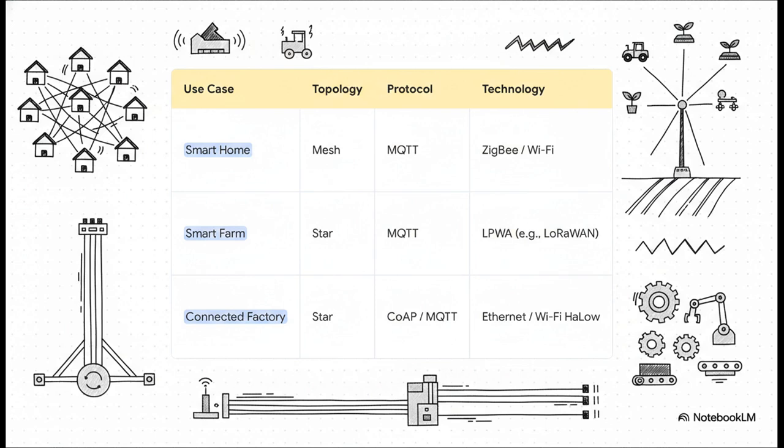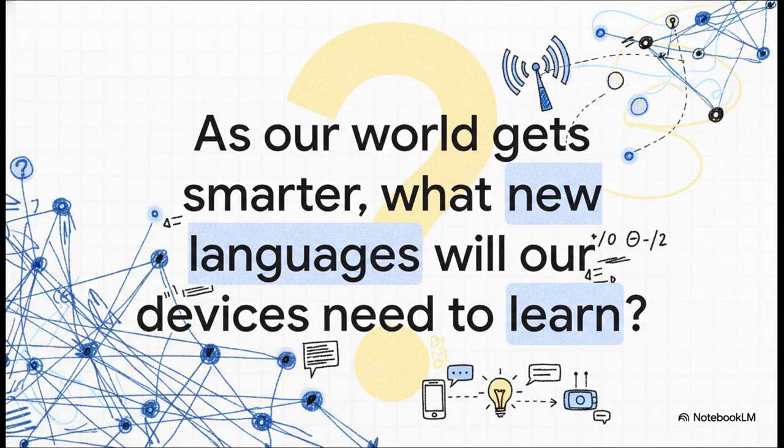And then in a factory that needs high speed and reliability, you might even use a wired star network with a different protocol, like CoAP. Each one of these use cases demands its own custom-built solution. So from the network's blueprint, to its language, to the tech that carries the message, IoT communication is this fascinating dance of trade-offs. There is no one-size-fits-all solution. It's this careful balancing act that allows our world to get smarter, one tiny packet of data at a time.